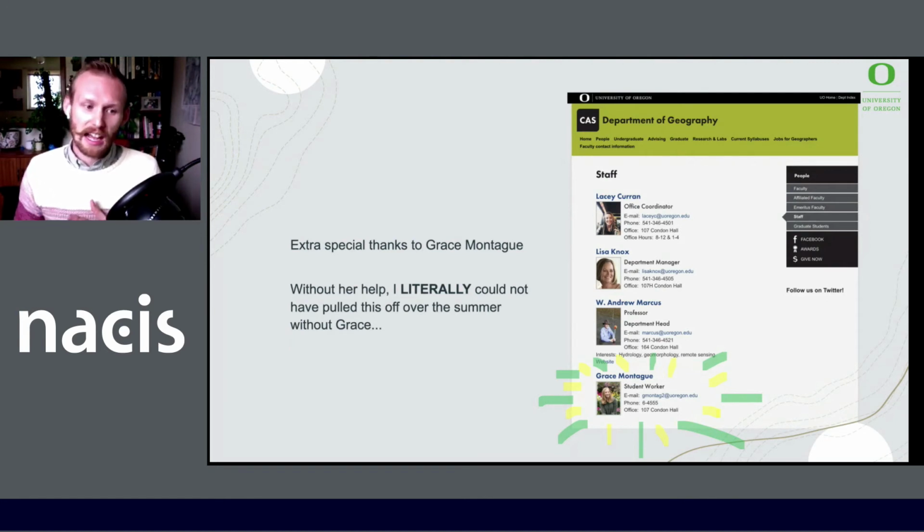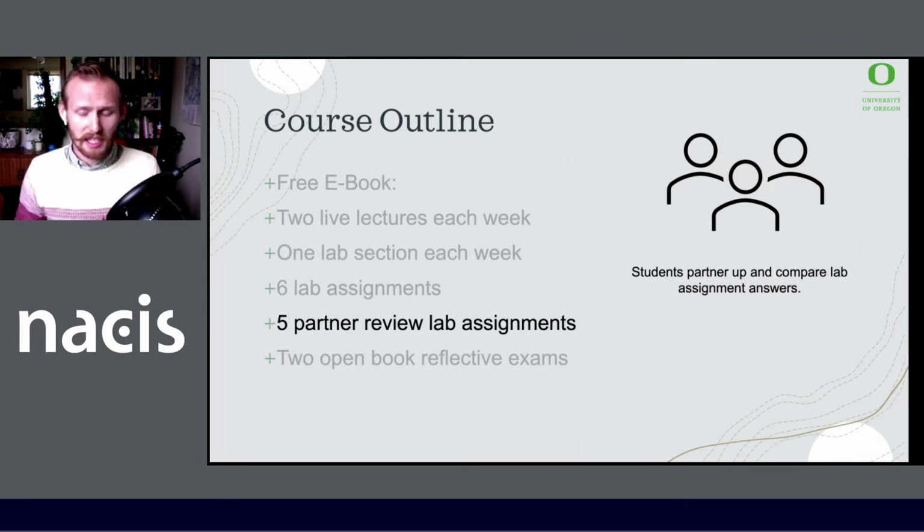I additionally had 5 partner review lab assignments. Since this was typically an in-person course, I wanted to have some way for students to interact with their peers. So after they would complete the lab assignment, I would have them partner up with someone. I would randomly assign them a partner, and they would have to meet over Zoom and go over their answers together and see how they differed or how they were similar.